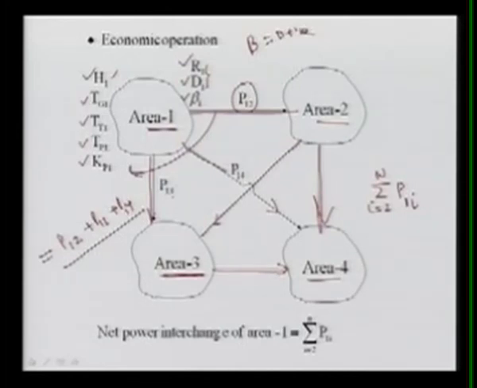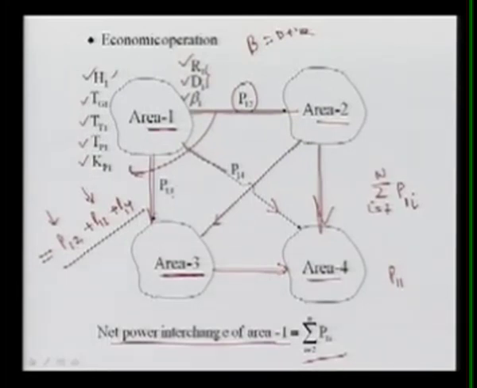Some power may be coming, that's true. So this is an algebraic sum. If the value is coming in, then it will be negative, so it is the algebraic sum at this boundary. Here we are not writing i equal to 1 because P11 has no meaning. It is not a net power interchange, it is inside. So it is always from 2 to n, where n is the number of areas, and then we can write the net interchange of area 1.